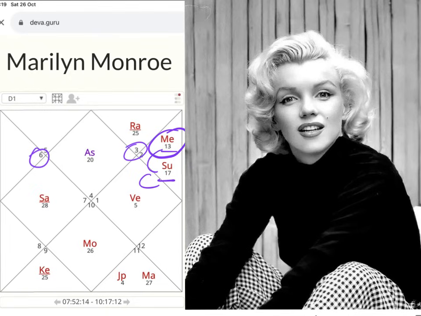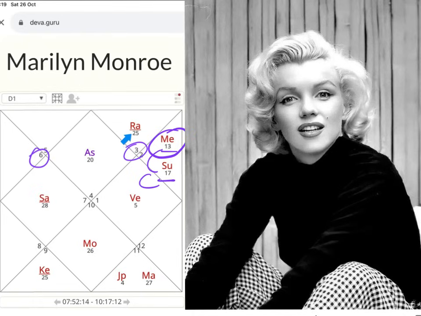Another big factor about Mercury's combustion, Mercury is the 12th house lord. So the 12th house is being burnt up. What is the 12th house? It is sleep, the bed. She couldn't sleep. Marilyn Monroe had mega insomnia. Mercury with the Sun. Sun is fire. Sun is daylight. She's being kept awake when she wants to sleep.